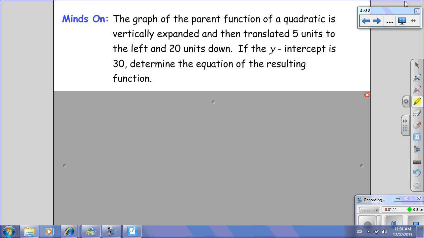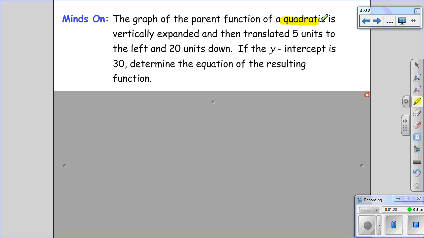I've read it. I'm going to start again, but now I've got my trusty highlighter in my hand. The graph of the parent function of a quadratic is vertically expanded. That's important. Translated 5 units left, 20 units down. Y-intercept, oh, that's all important, is 30. Determine the equation of the resulting function.